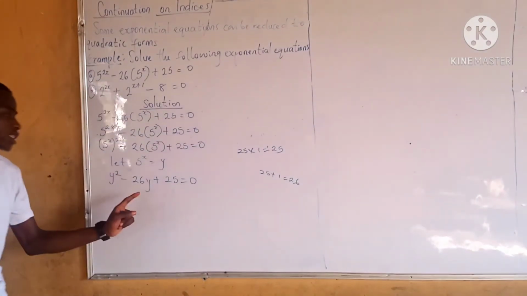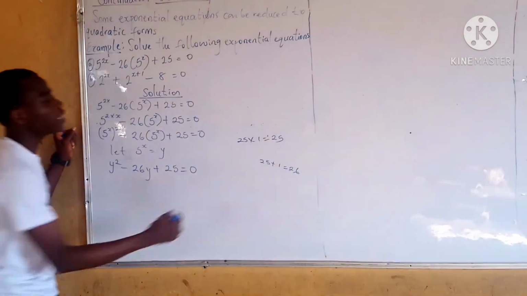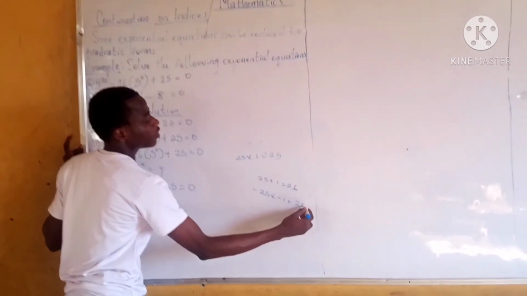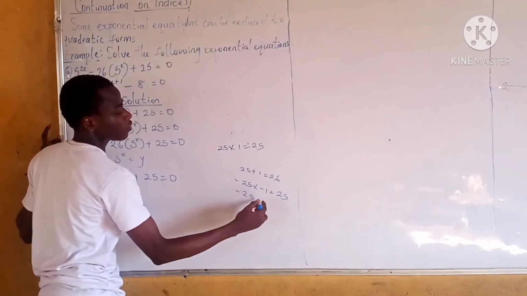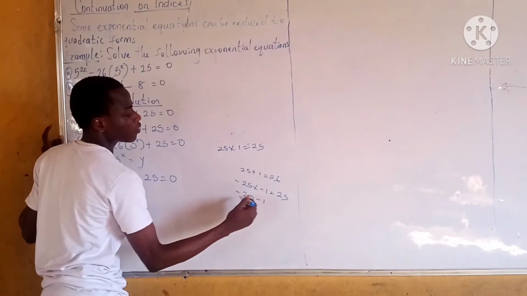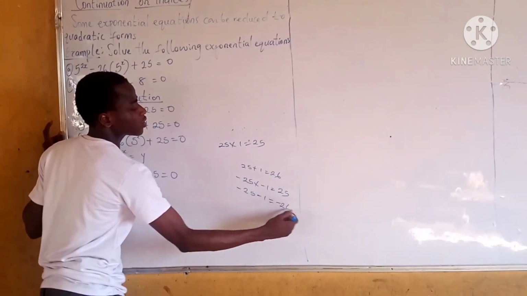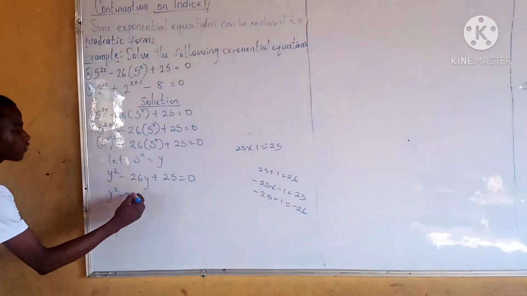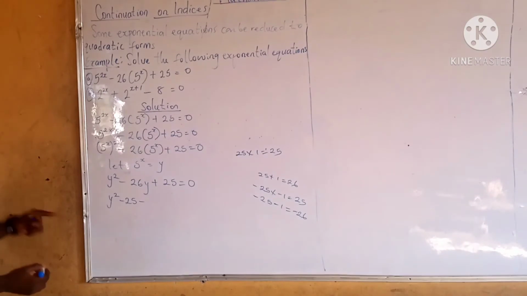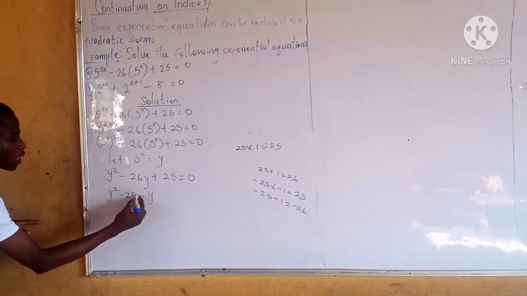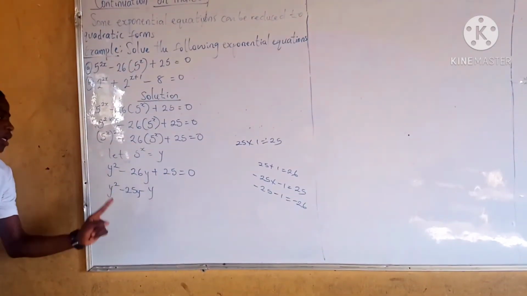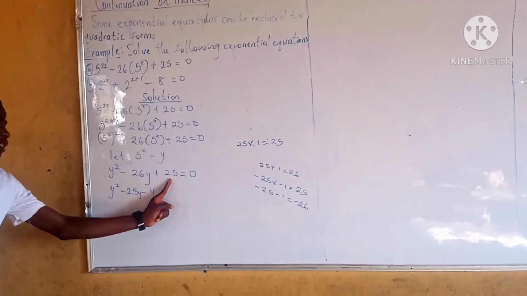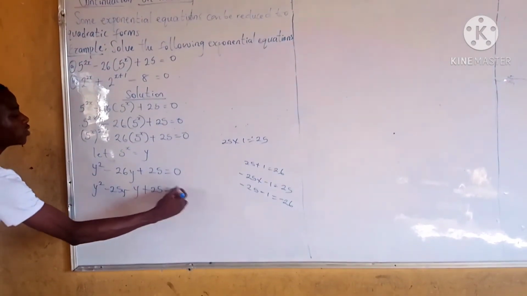But we are looking for minus 26. So we say minus 25 times minus 1 will give us 25. So at this point, we say plus 25 equals 0. Now we can separate.